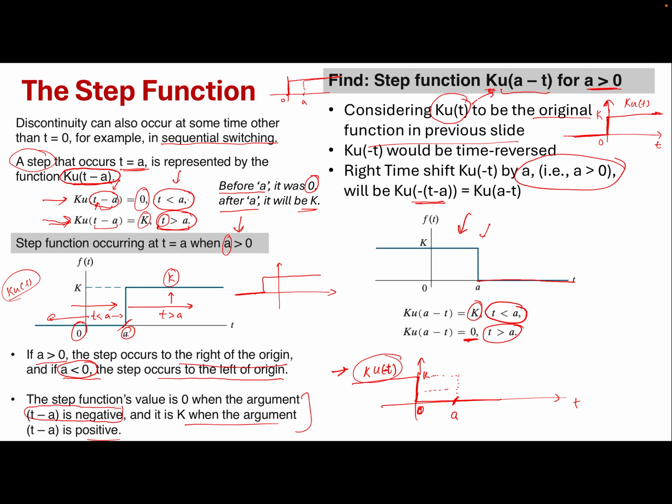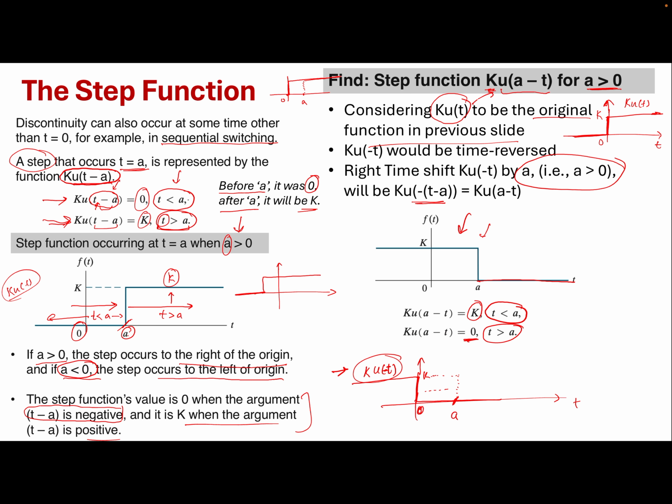Again, we got this function first by time reversing the original function, and then by shifting it by a, where a is greater than 0. So we did the right time shift and got this function. Essentially, these are basic signal operations, or functional operations, that you must have learned in some basic signal processing course as well. Anyhow, moving forward, this is a step function.